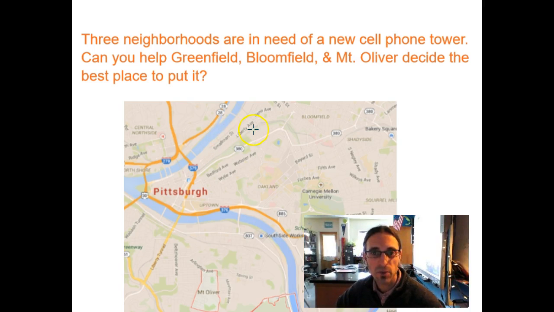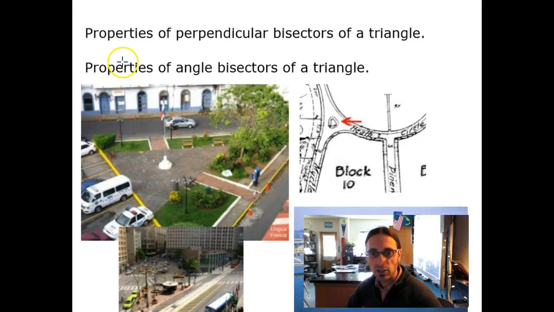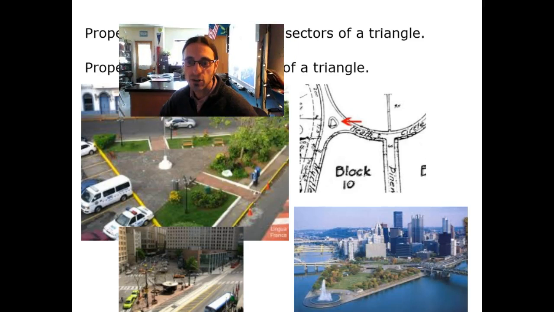Well, we're going to be doing these kind of problems today that involve triangles and how to best utilize a resource. Okay? And this ties directly to perpendicular bisectors, which means the sides, and angle bisectors of triangles. And you can see here, there's all sorts of examples of this in modern architecture and urban planning. Here's the golden triangle of Pittsburgh. They have to do with, are you equidistant to a side, or are you equidistant to a vertex, to a point?